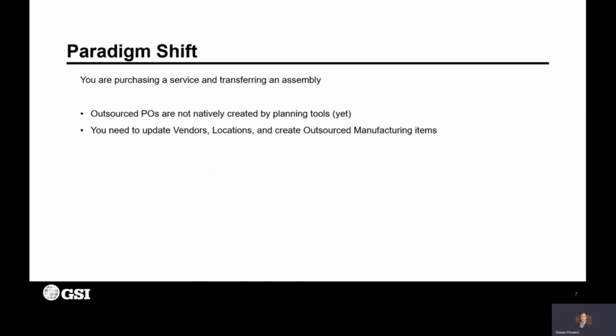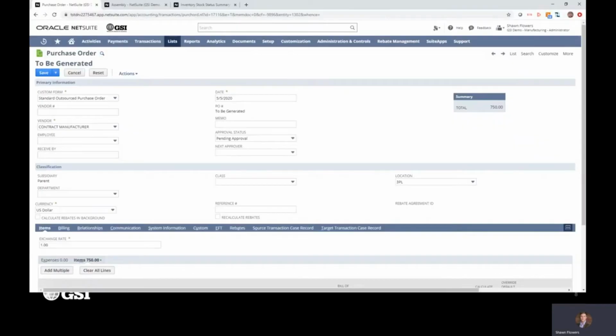And so the last note on this before we hop into the demo is just to note that ultimately what outsourced manufacturing represents fundamentally is a slight paradigm shift in terms of how outsourced manufacturing POs work versus normal POs. And so they're not natively created by planning tools yet. And you need to have both vendors set up to be outsourced manufacturers, locations specific to those vendors that are inventory locations in your system that you will manage. And you need to have these outsourced manufacturing either service or other charge items, which are sort of the hallmark of how they set up the system. And so with that, let's bump over into the environment and see this at work.